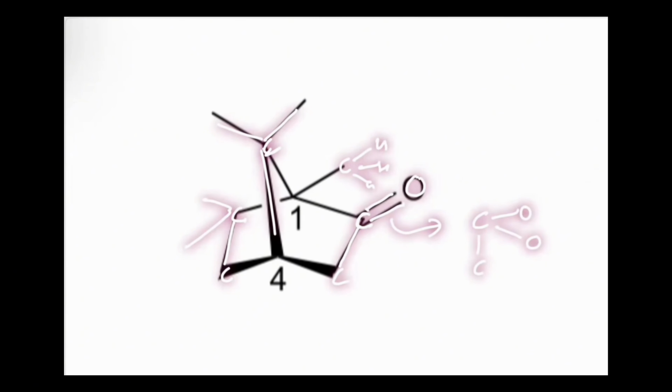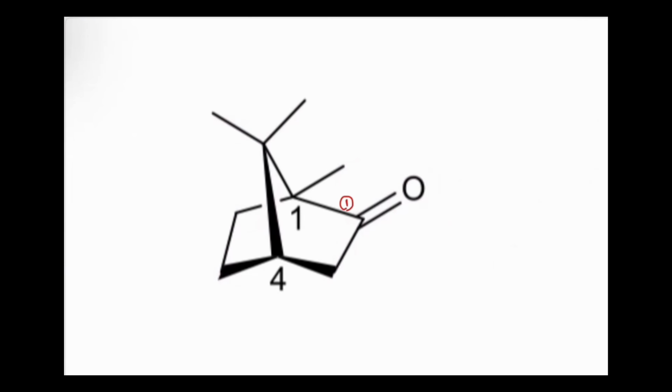So the highest priority will be this group because it contains two oxygens. Then, comparing this carbon, which has one carbon and two hydrogens, with this one, which has three carbons, the second priority will go to this carbon here. And the third priority: this carbon contains one carbon and two hydrogens, while this carbon contains three hydrogens. That means the third priority goes to this group here, and this will be the least priority group. So now we need to move from 1 to 2 to 3. Moving from 1 to 2 to 3, I am getting anti-clockwise. That means I am getting S.